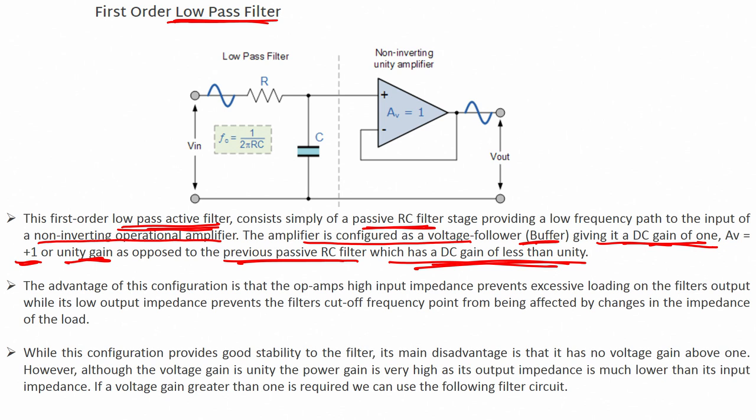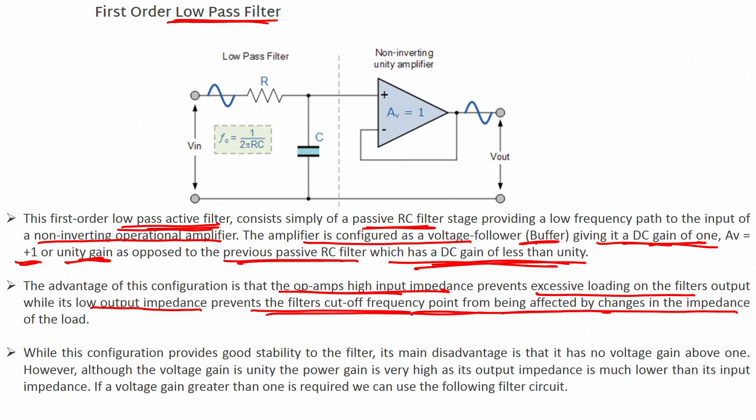So, just the RC filter will have a DC gain of less than unity of course, but when we use a unity gain amplifier we will have a DC gain of 1. The advantage of this configuration is that the op amp's high input impedance prevents excessive loading of the filter's output, while its low output impedance prevents the filter cutoff frequency point from being affected by changes in the impedance of the load. So the first advantage is high input impedance, which prevents excessive loading, and the second is low output impedance, which prevents the filter cutoff frequency from being affected by changes in the impedance of the load.